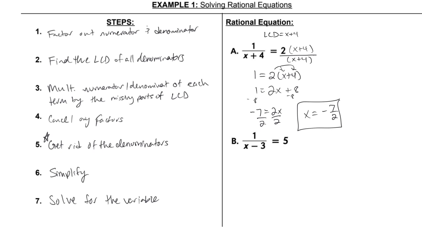So let's solve the next one. Again, it's missing x minus 3. But now we set just the numerators equal to each other. You distribute this, you get 5x minus 15. Add 15 to the other side. We get 16 equals 5x, divide by 5. 16 over 5 equals x.